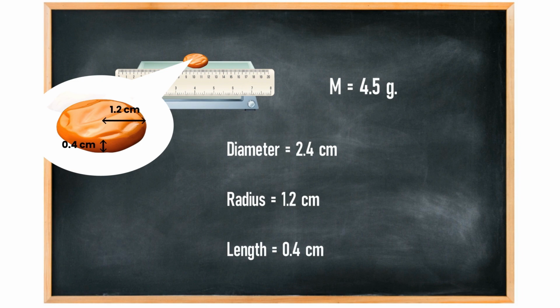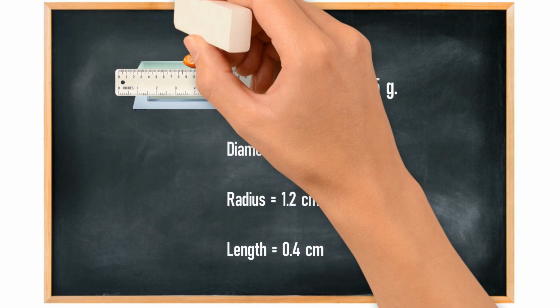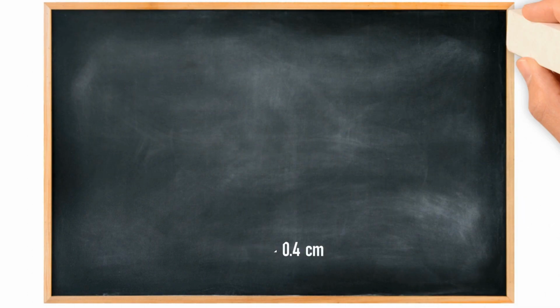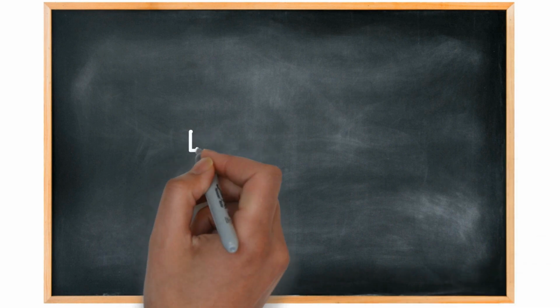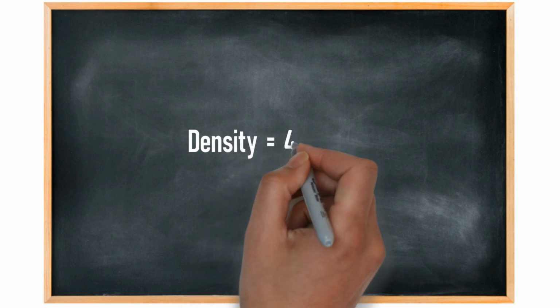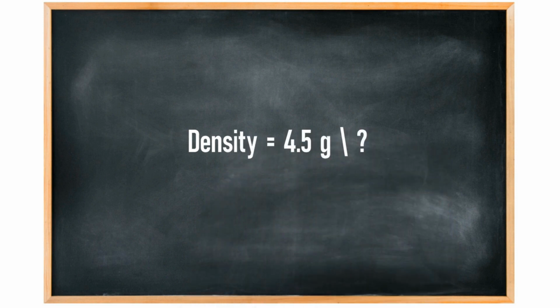Azaria also informed the class, "We need to let the formula for density guide us. We know the mass of the sweet is 4.5 grams, but we don't know its volume. So let's organize the information we do know into the density formula as shown here."